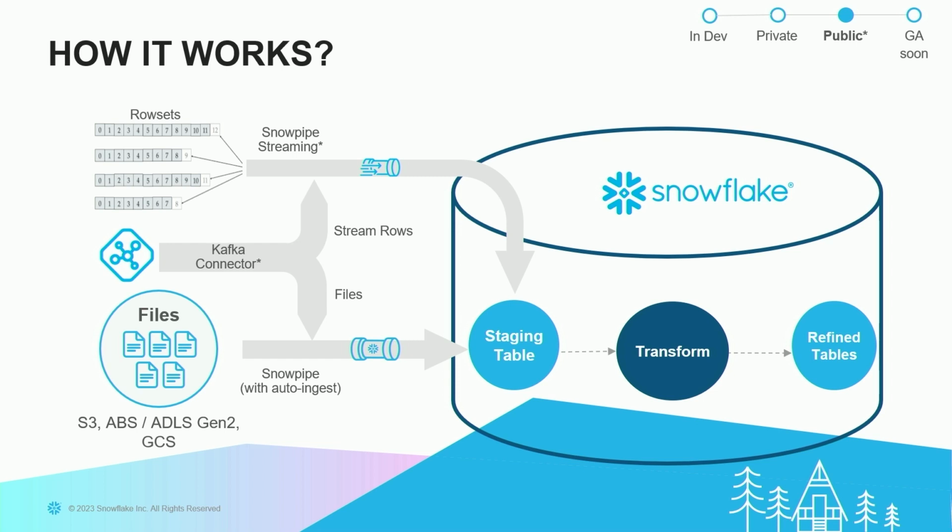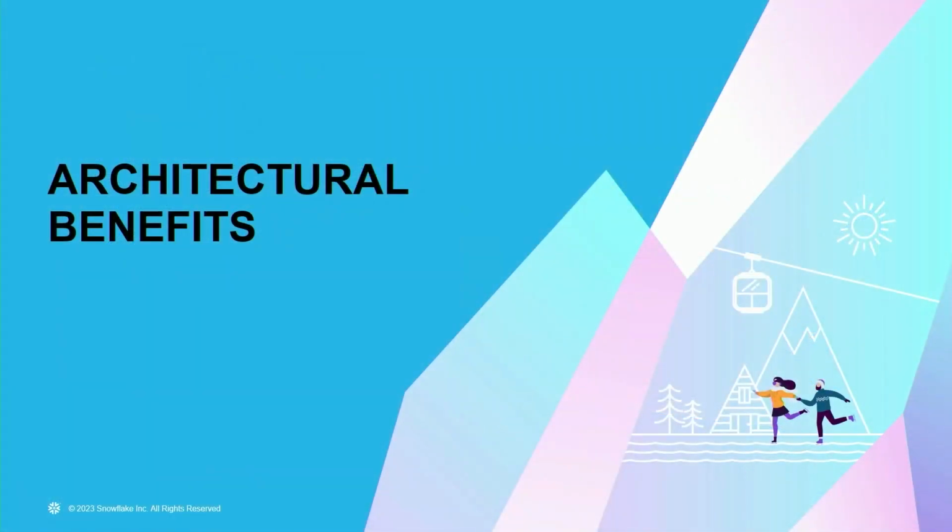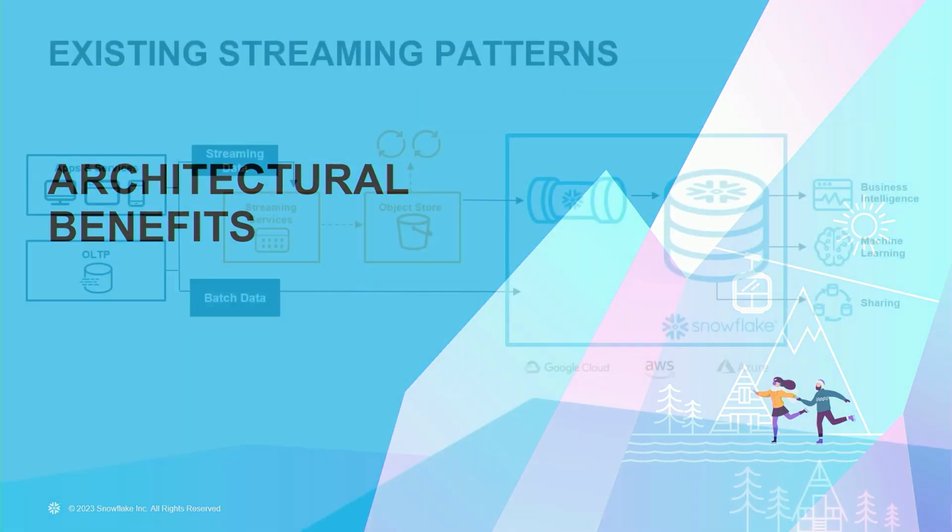And as long as you're within the Snowflake data cloud, you have all those privacy, security, and governance that you expect from Snowflake. And then you use the power of Snowflake compute to transform it to your refined tables. This really concludes the whole nativity of Snowflake, where you can ingest and transform and then present this data to your end users. So what are some architectural benefits of using Snowpipe streaming?